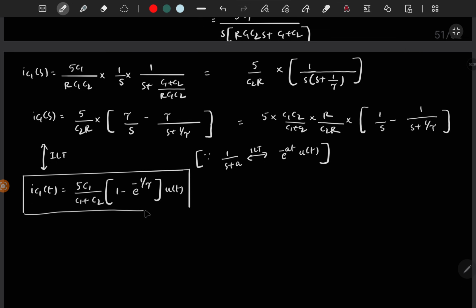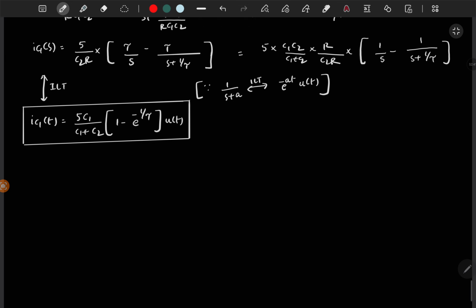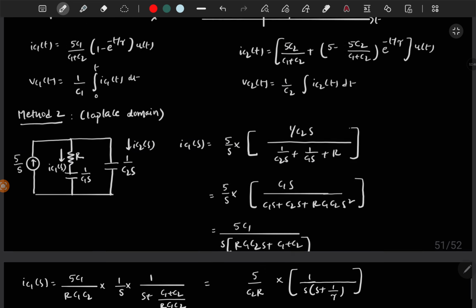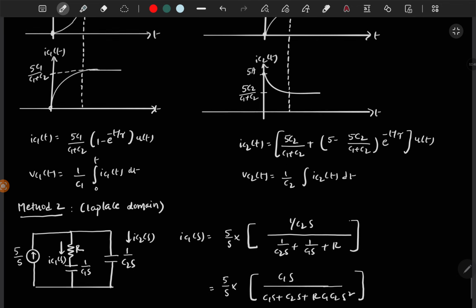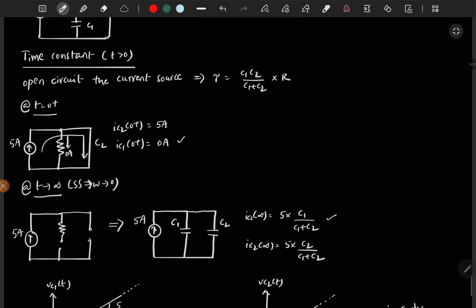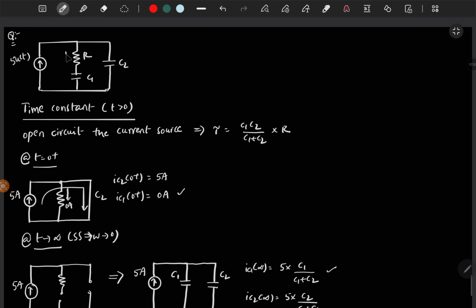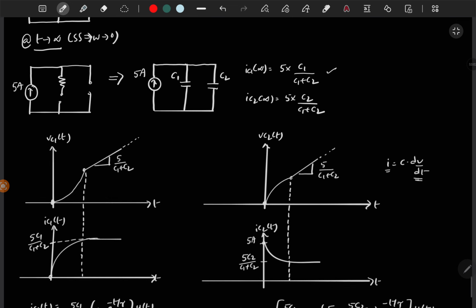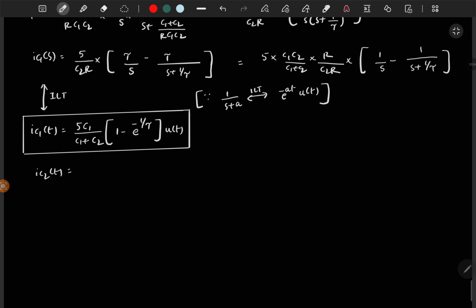And similarly you can solve for IC2 also. IC2 is simple, right? You are pumping 5 amps of current, 5 u of t, and you know IC1 of t. So if you want to find IC2 of t, just subtract from the source current. So just subtract 5 minus IC1, then you will get IC2. So this is 5 u of t minus IC1 of t, you will get IC2 of t.